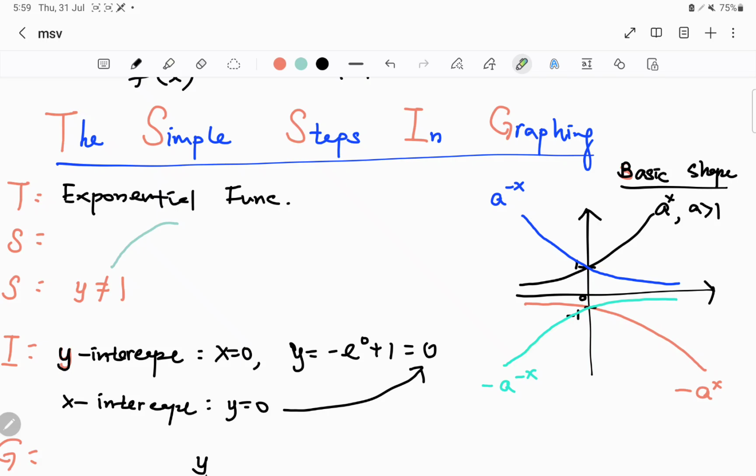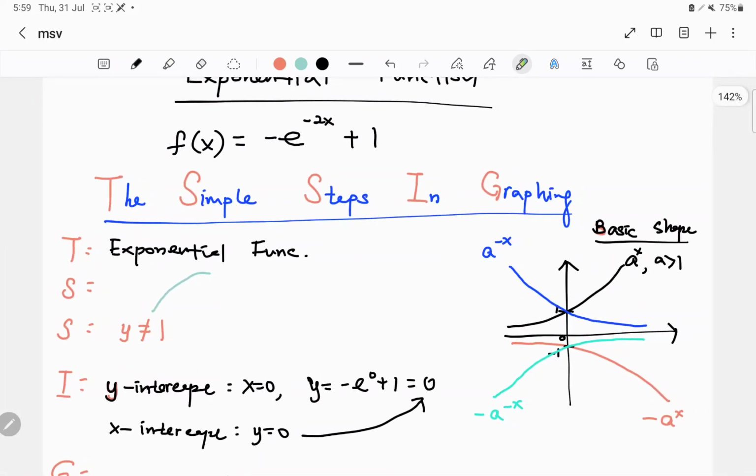Okay, so let's look at these questions. I have a function here. You see in front of e is negative, and in front of x is negative also. So I know the curve will follow the green curve that I put over here. This is what happens in my mind. I know the curve will be bent this way.